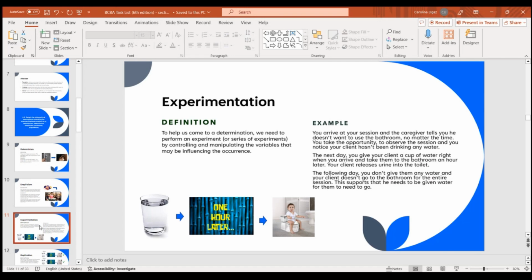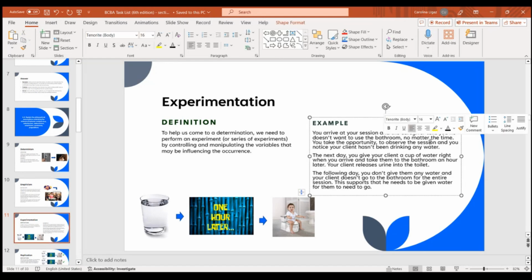Example, you arrive at your session and the caregiver tells you he doesn't want to use the bathroom, no matter the time. You take the opportunity to observe the session and you notice... observe the session or observe the client? Well, I was thinking observe the session because you're looking at everything, not just the client. Okay, so to observe the environment? Yeah, I guess session is fine, to observe the session.